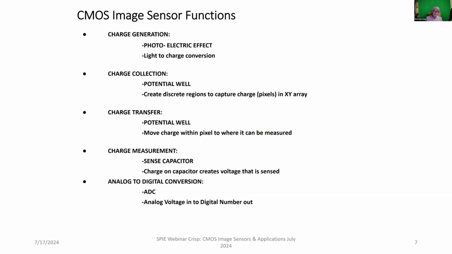So as a general rule, the analog to digital conversion step is done off-chip in a CCD and requires a fairly substantial amount of electronics to support the image sensor. Whereas with a CMOS image sensor, it can all be done on chip.